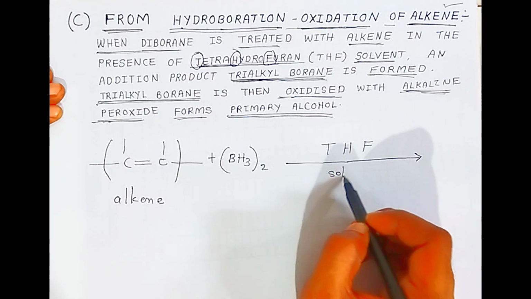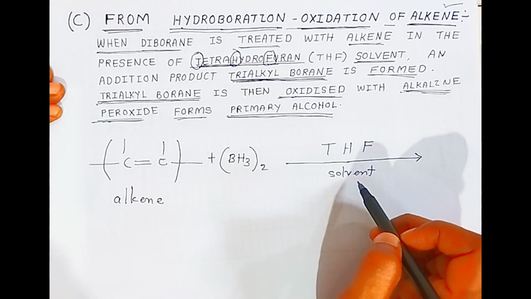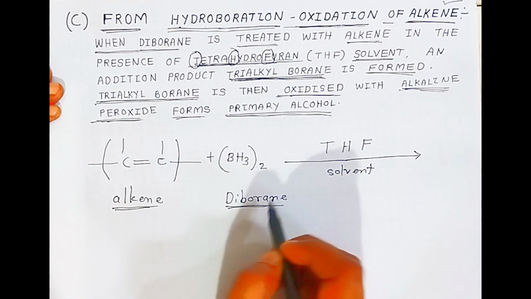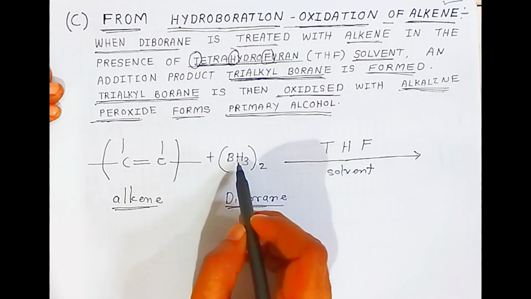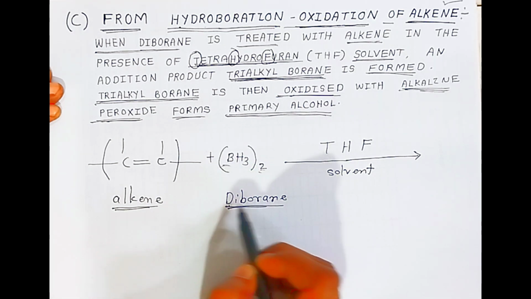THF solvent is very important, students. In the presence of this solvent only, these two molecules will react. So THF is very important when an alkene reacts with diborane. Why is it called diborane, students? This is nothing but BH3 twice. There will be two borane molecules, that is why it is called diborane.